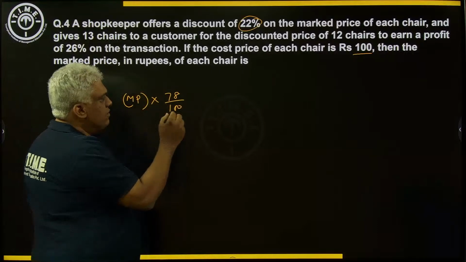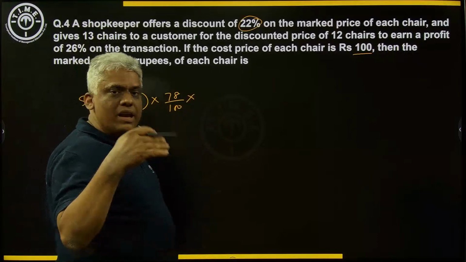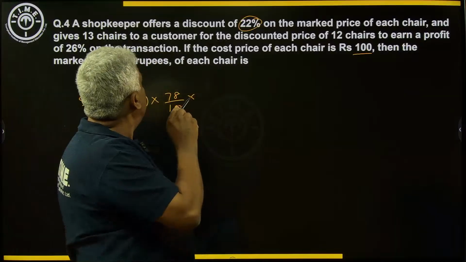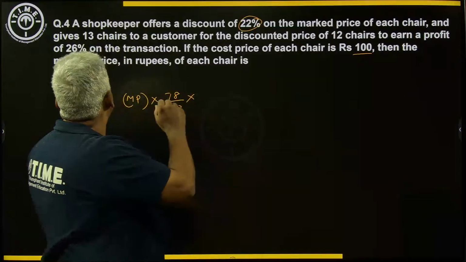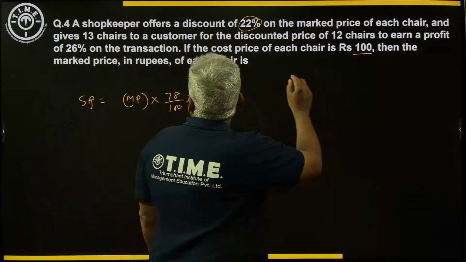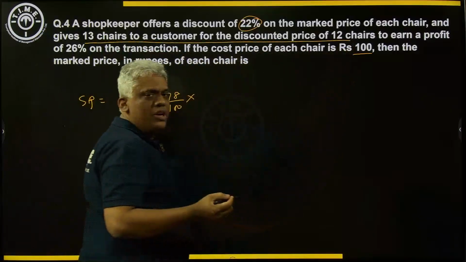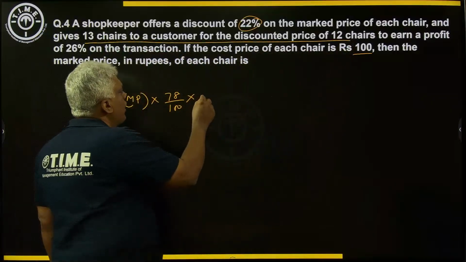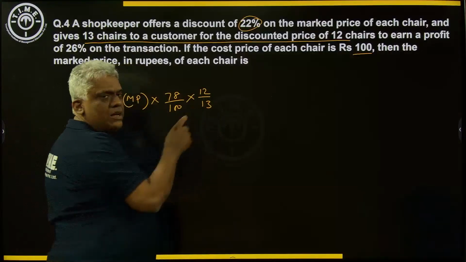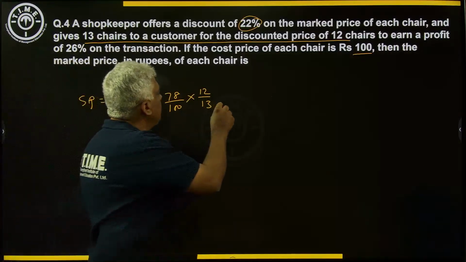Now this is the first discount. After this, again he's giving a discount. He's giving 13 chairs to a customer at the discounted price of 12. So he's charging 12 by 13 of this price. This is the selling price.